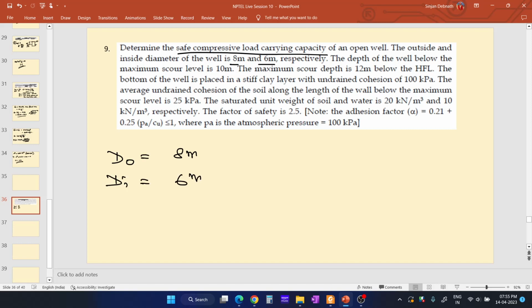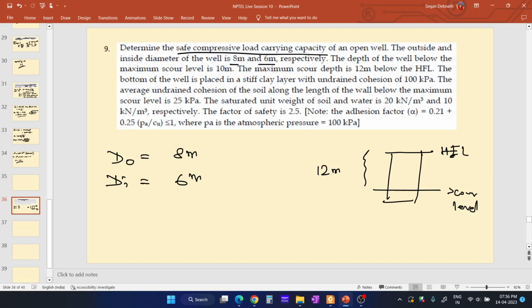The depth of well below the maximum scoured level is 10 meter. Okay, suppose this is HFL, that is the high flood level, and below that, suppose here it is the maximum scoured level. And the maximum scoured level is 12 meter below HFL. Suppose this distance is 12 meter.